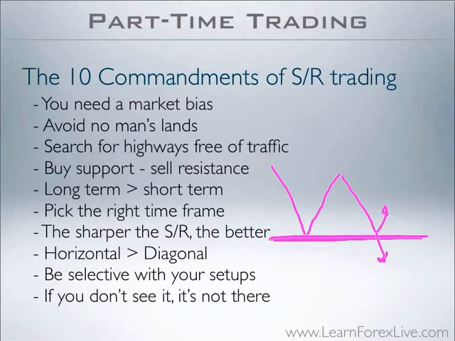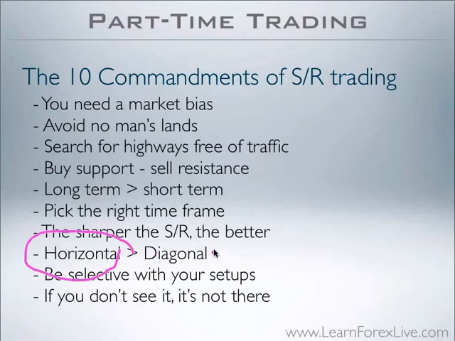So again, as a general rule of thumb, always favor trading signals that happen off a horizontal level of support and resistance over those happening off diagonal levels of support and resistance. Again, it's a statistical thing. You will score higher win-loss ratios in the long run if you favor trading setups happening off horizontal levels of support and resistance over those happening off diagonal levels of support and resistance.